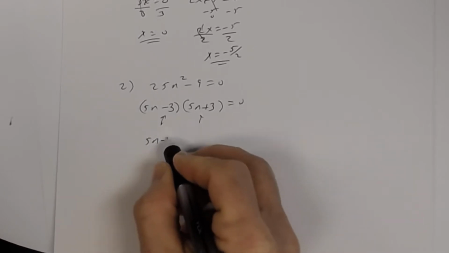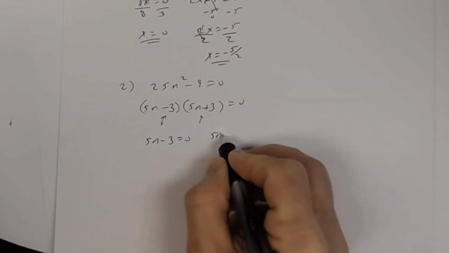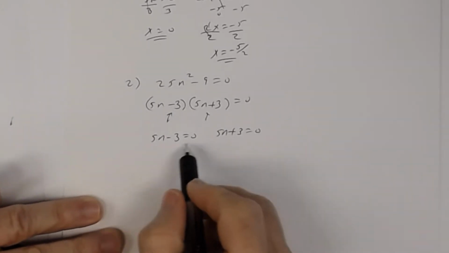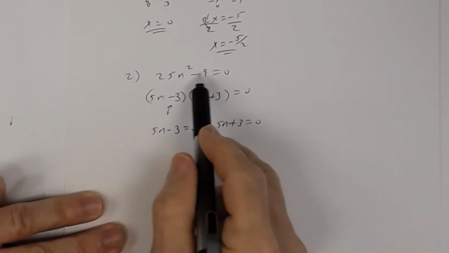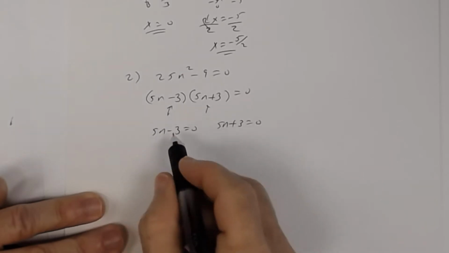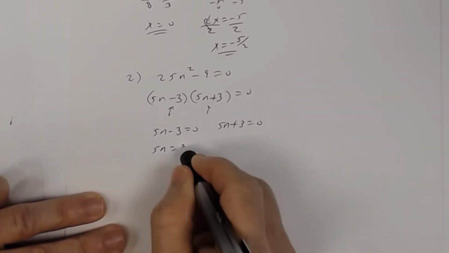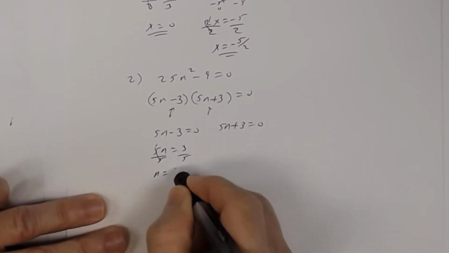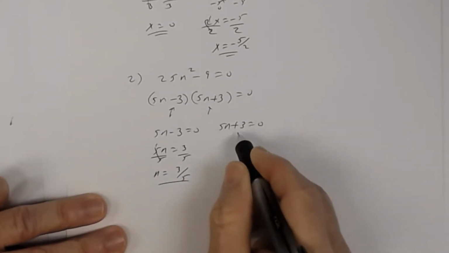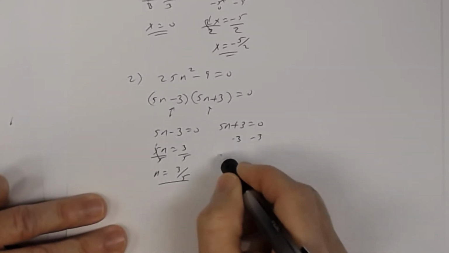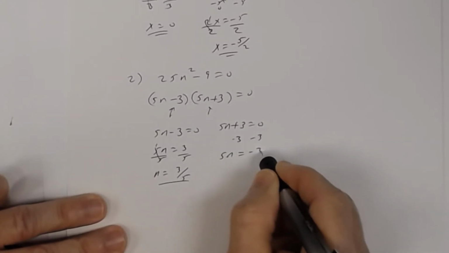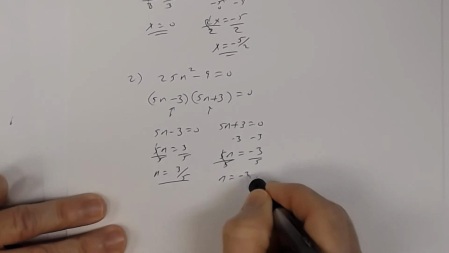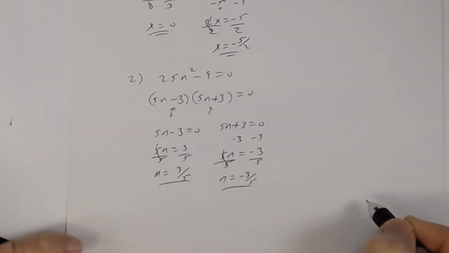So I set each one equal to 0: 5n minus 3 equals 0, and 5n plus 3 equals 0. And then we just solve each of those linear equations. So I went from a quadratic equation to two linear equations. Here 5n equals 3, divide both sides by 5, I get n to be 3/5. Over here, subtract 3 from both sides, I get 5n equals negative 3. Divide both sides by 5, I get n to be negative 3/5. So those are your two solutions.